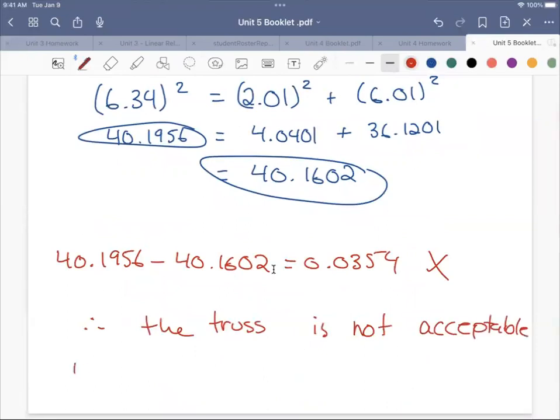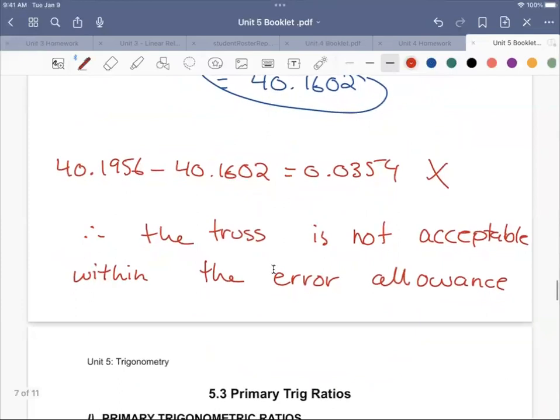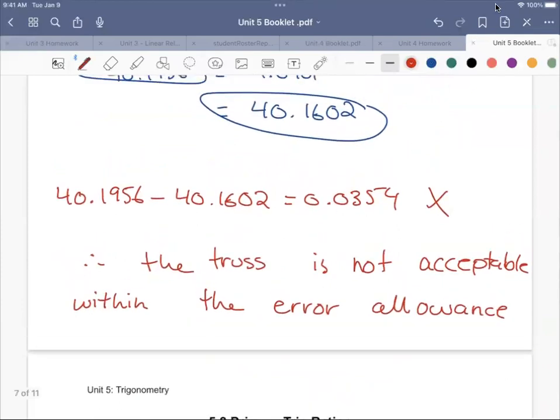Therefore, the truss is not acceptable within the error allowance. So if you were working on the building that had this truss for the roof, you would not be allowed to use this. You would end up having to redo it before you built the roof. That's everything for this lesson.